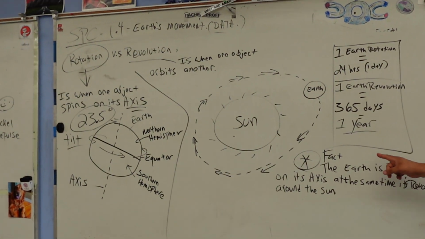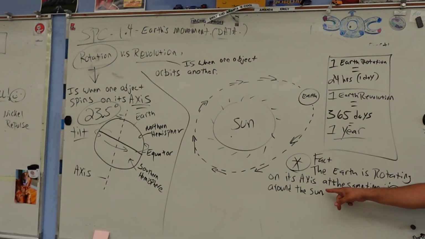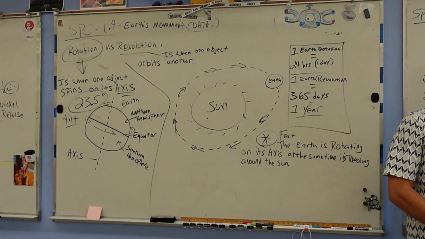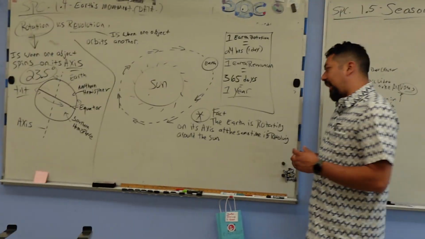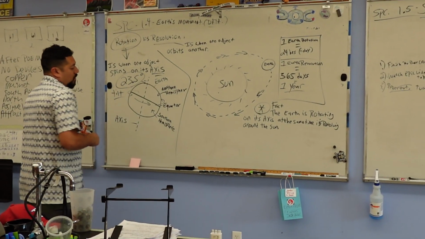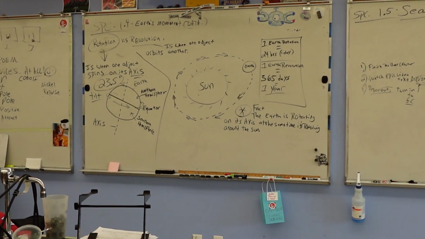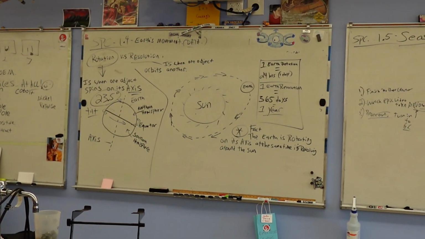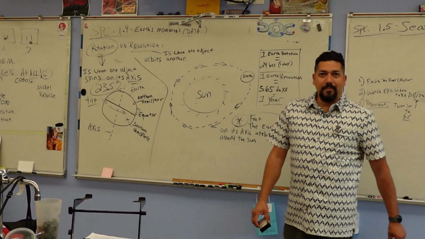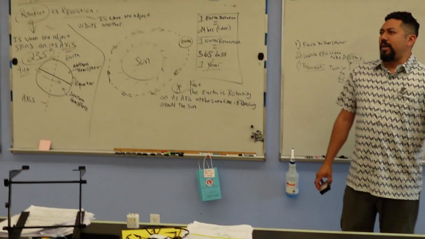This part down here? Fact, the Earth is rotating on its axis at the same time it's revolving around the sun. So basically, it's doing this. It's spinning on its axis while orbiting the sun. Okay. You good? Can I erase the board?